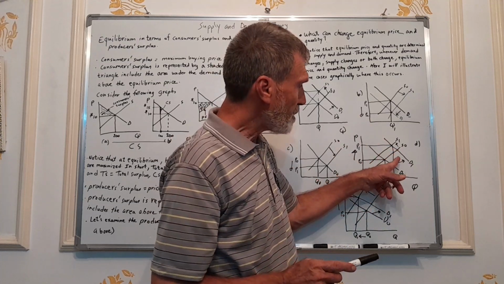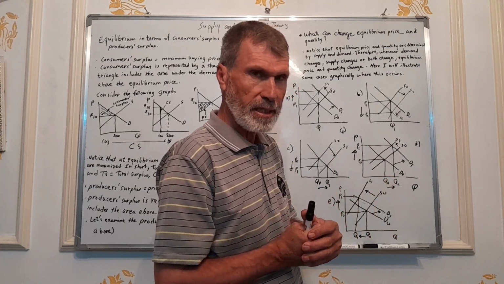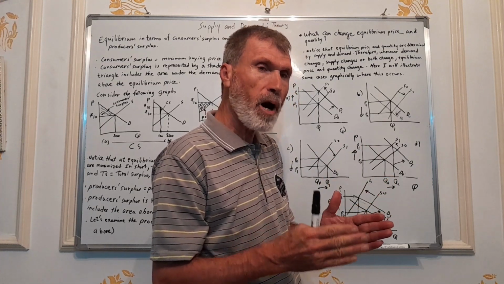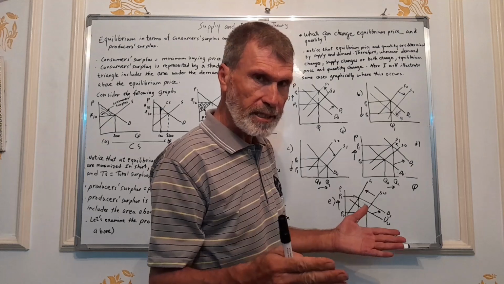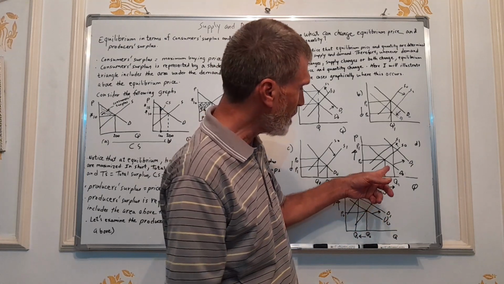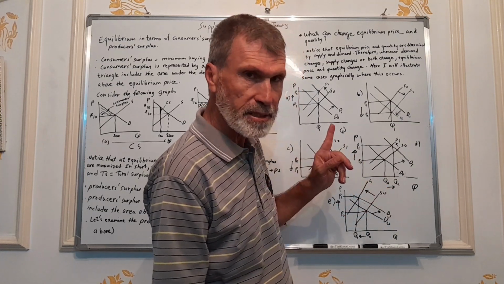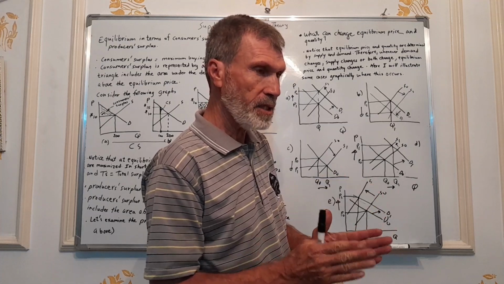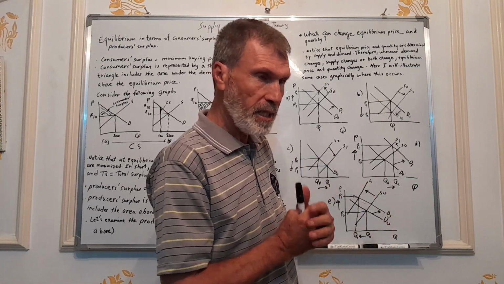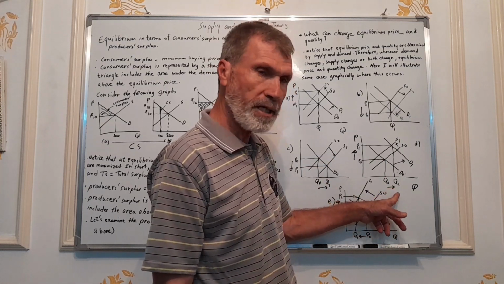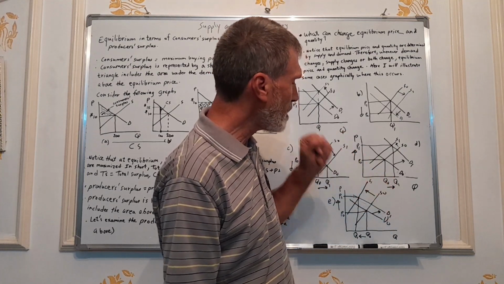However, the demand increases by a greater amount than the supply decreases. What is the result of this scenario? As you can see, quantity increases and the price increases. So whenever the demand increases by a greater amount than the supply decreases, the quantity increases and the price increases.